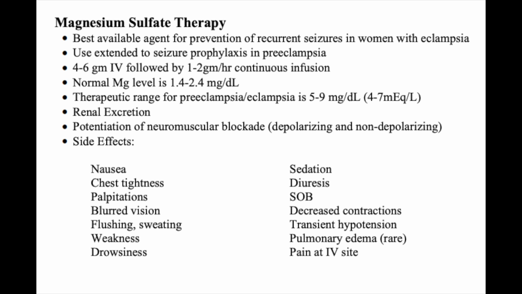Normal magnesium level is 1.4 to 2.4, and the therapeutic range for a patient with preeclampsia or eclampsia is 5 to 9. It's excreted by the kidneys, and there is a potentiation of a neuromuscular blockade when a patient is on magnesium sulfate. Magnesium sulfate acts by causing generalized CNS depression. It dilates the cerebral arteries to prevent ischemia, and it has mild antihypertensive effects and also tocolytic effects, so it will decrease the incidence of preterm labor.